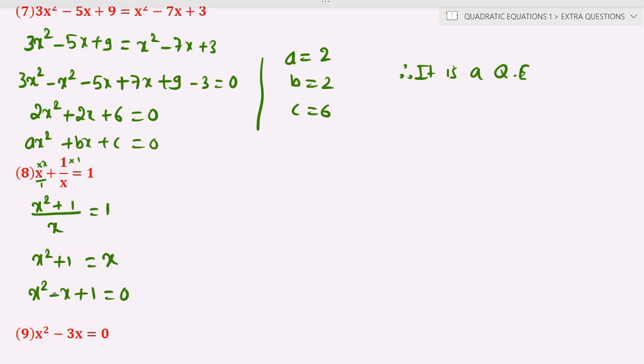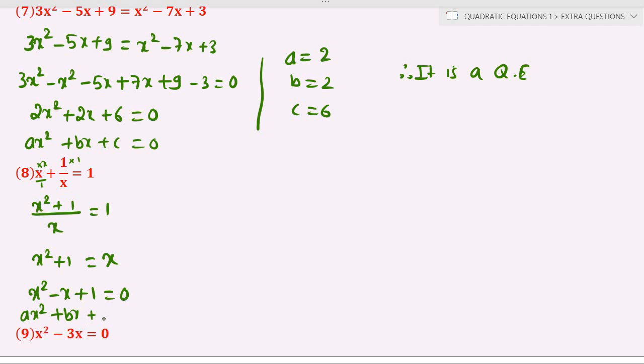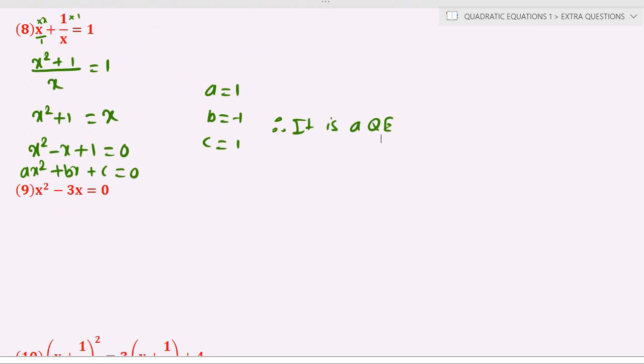And as the degree of the equation is 2, therefore it is a quadratic equation, and it can be compared with the standard form of the quadratic equation, ax square plus bx plus c is equal to 0, and a is equal to 1, b is equal to minus 1, c is equal to 1. Therefore it is a quadratic equation. Let us go for the next question now.